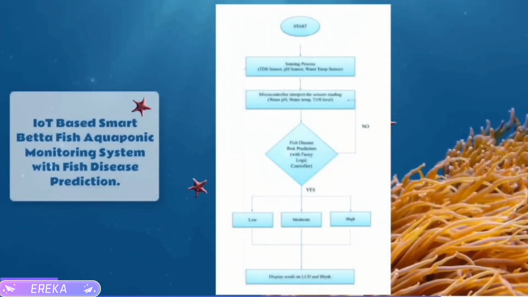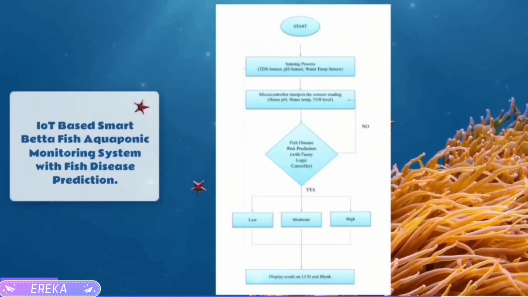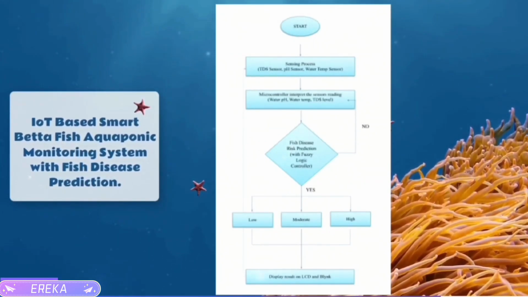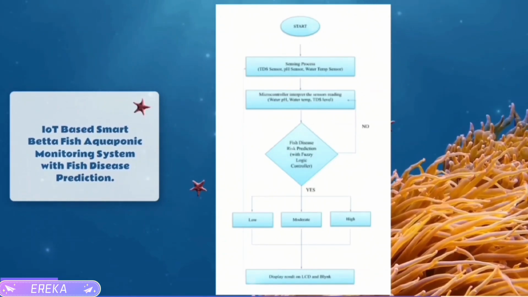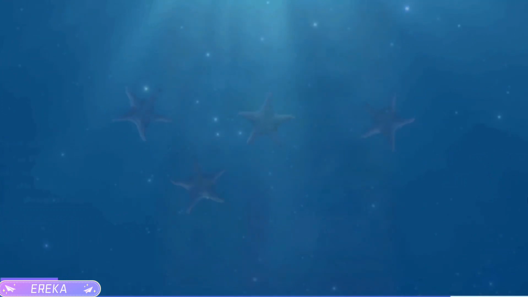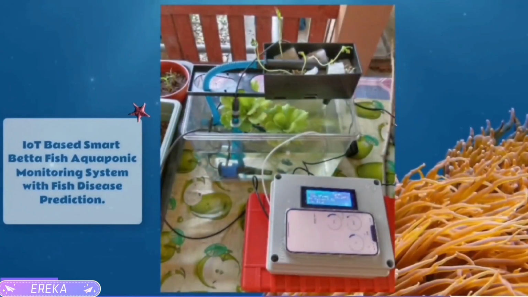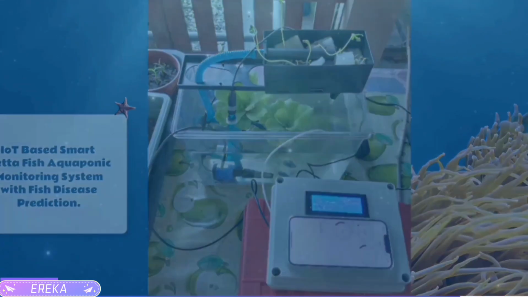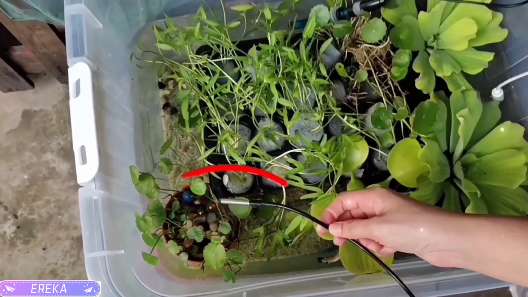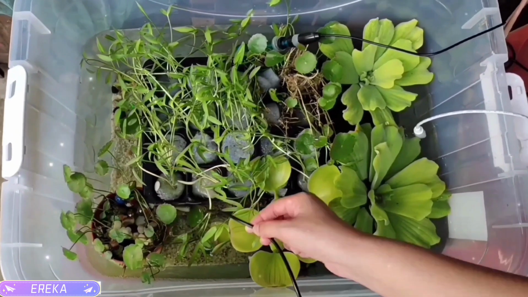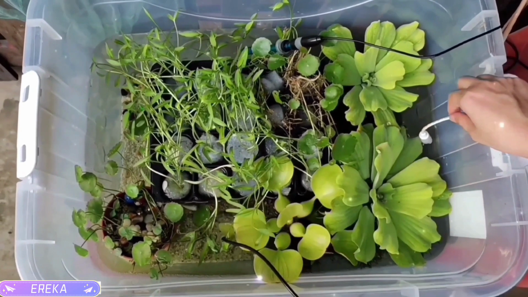After years of work, we have finally developed an IoT-based smart aquaponic monitoring system with fish disease prediction for betta fish. The system flowchart can be viewed here. And this is how the system works. I tried to apply this device in an actual application. Let's see what the result is.